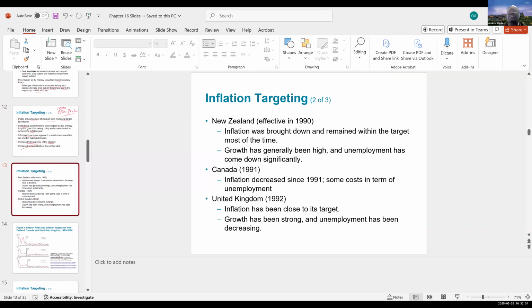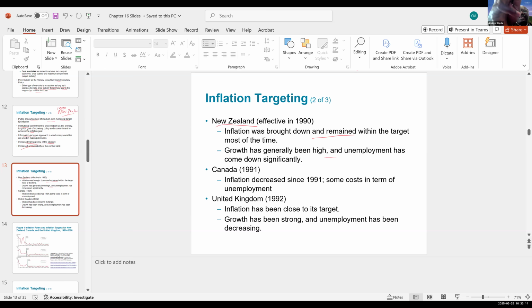So here's a little history of this monetary policy framework called inflation targeting. As I said, it started in New Zealand. The Reserve Bank of New Zealand started implementing in 1990. There was some evidence, though, because inflation in New Zealand was quite high. That's one of the reasons why the Reserve Bank of New Zealand adopted an inflation target in 1992, and made inflation the primary goal of monetary policy. So there's some evidence that inflation was brought down because of inflation targeting, within the target most of the time. And growth has generally remained high in New Zealand. Unemployment has come down significantly.